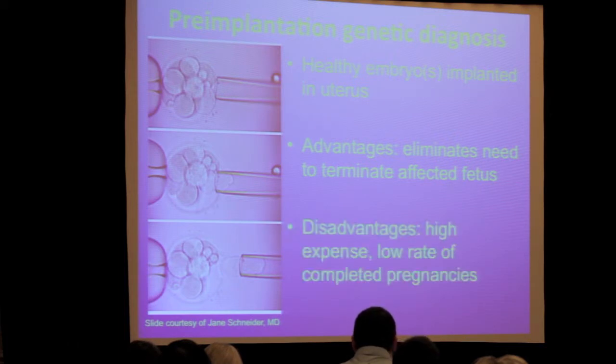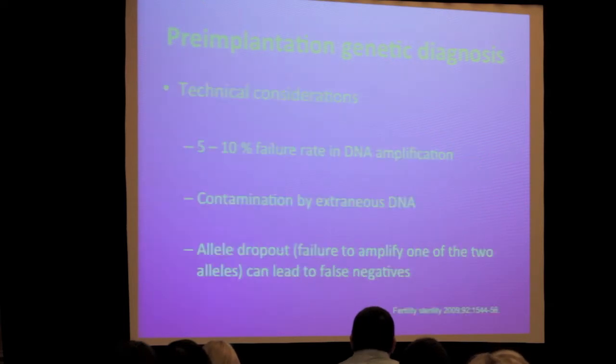The disadvantage is that this is a very, very expensive test. It can cost over $15,000. You're basically using in vitro fertilization techniques, and then you're also doing intracytoplasmic sperm injection, or ICSI, which was also discussed last night, and that's another procedure. Also there is a low rate of completed pregnancies, and there's limited availability to do this. It's not available at every single center.